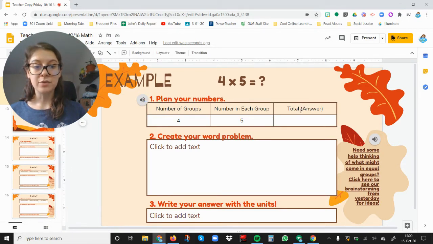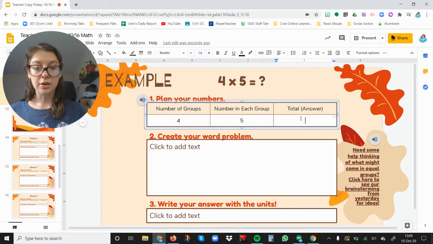Then we have the total, or the answer, which I need to solve first before I can figure that out. So what I'm going to do is write my word problem first and draw a picture that represents my word problem to help me find my answer. So to create my word problem, I know that I need to have 4 groups of something, and I need to have 5 in each group. Something that has 5 in each group.